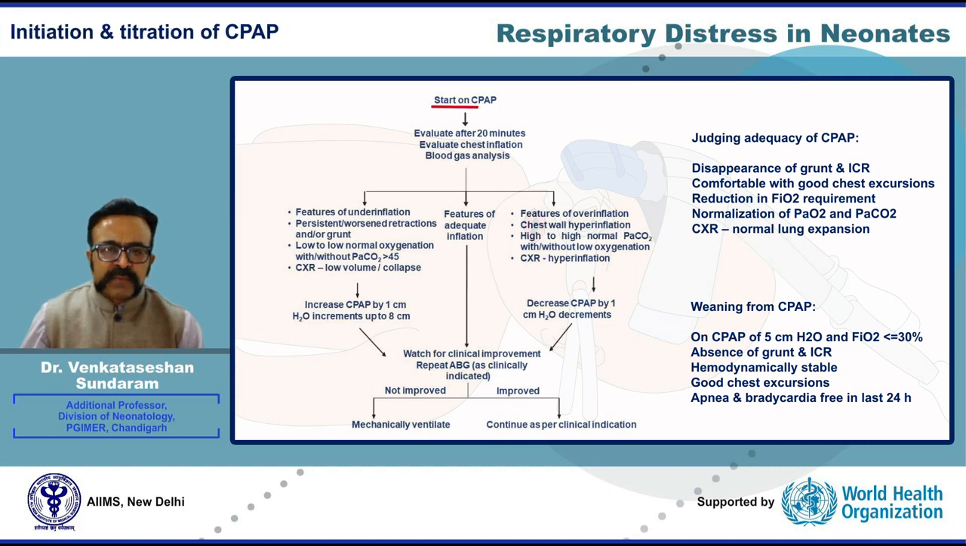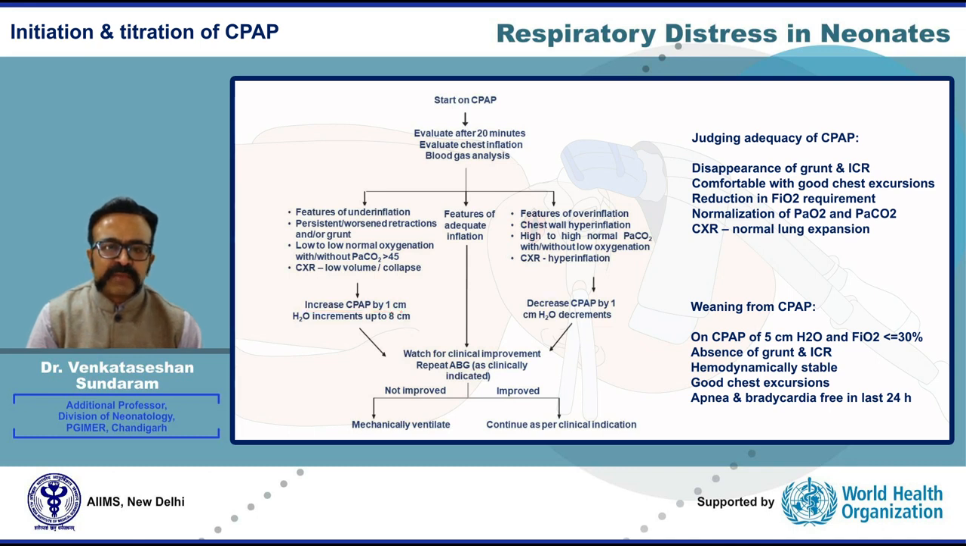When you start CPAP, you should start with a pressure of 5 centimeters of water and approximately 40 to 50% FiO2. Once you start CPAP, evaluate the neonate roughly after half an hour for adequacy of CPAP. This may be done by evaluating chest inflation, presence of grunt and retractions as well as the respiratory rate and a blood gas analysis. In the blood gas analysis, specifically look for oxygenation, and ventilation adequacy by looking at the PaCO2, and the pH and base deficit for acid-base status.